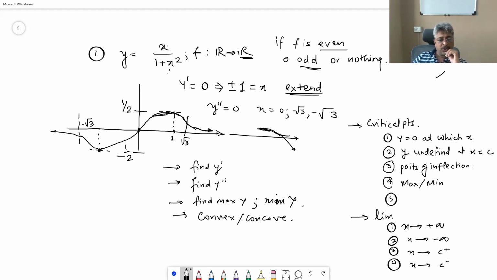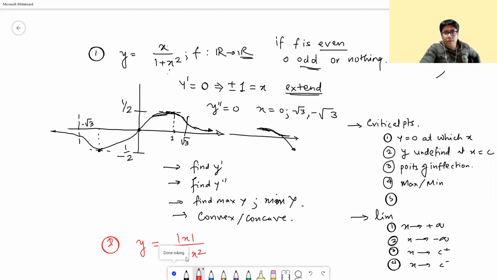Okay, the second problem which I had given was 1 or 2, which you can complete it very quickly. Y is equal to mod x upon 1 plus x square. Now, have you already sketched this? Then you show me.